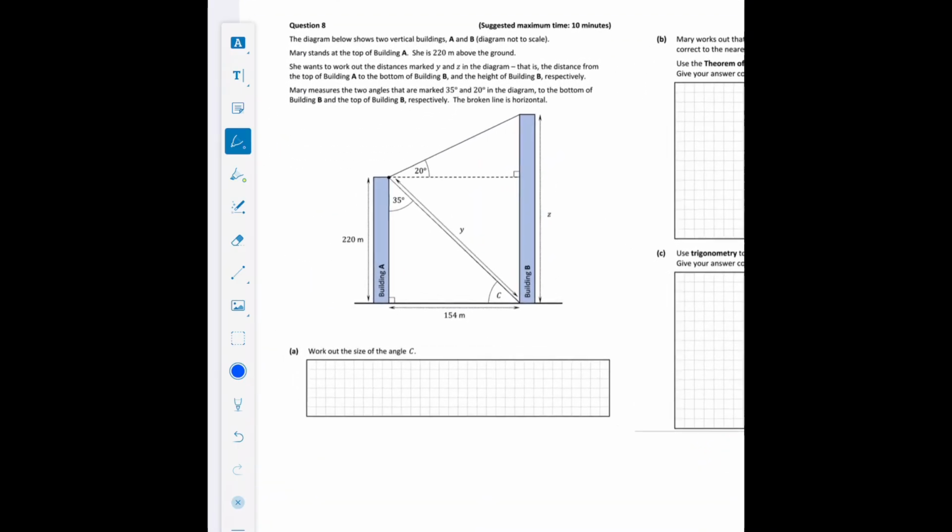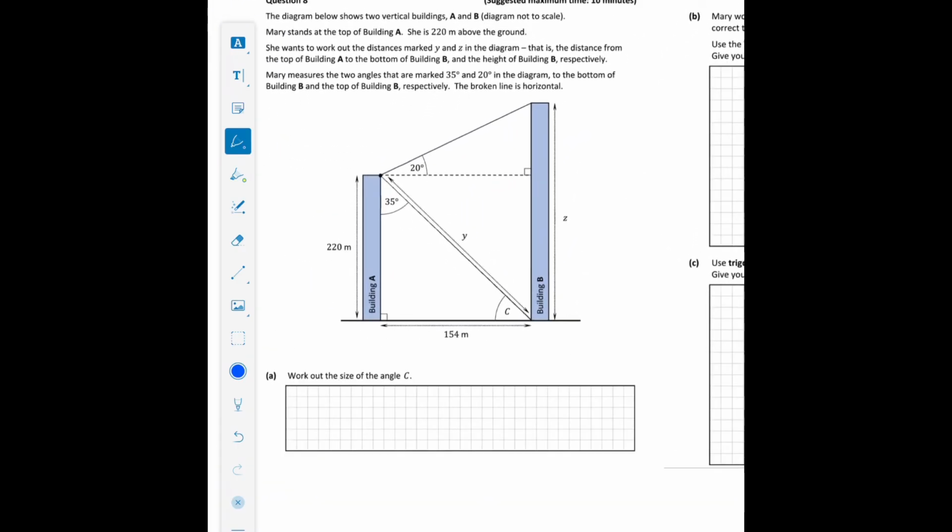Okay, and then the final question we're going to do now, which is similar to this, is the 2022 question. So this was last year's Junior Cert question, which gives us a really good idea of what standard would be expected.